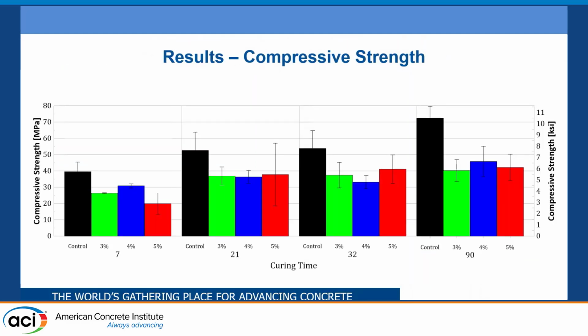Here are the results we got. In the x-axis we have the curing time, in the y-axis we have the compressive strength, on the left in megapascals, and on the right in KSI. As we can see, at 90 days we see a drop in the resistance. If we add plastic fiber optic, the reduction is 42%. And we can also see that between 3 and 5% there's no significant difference in the change of resistance.